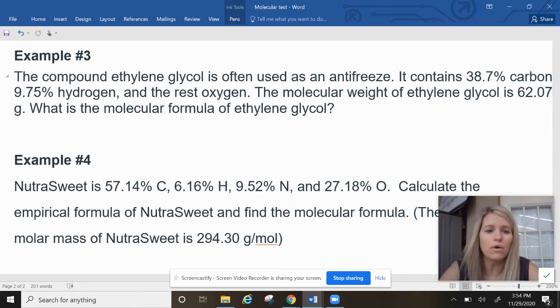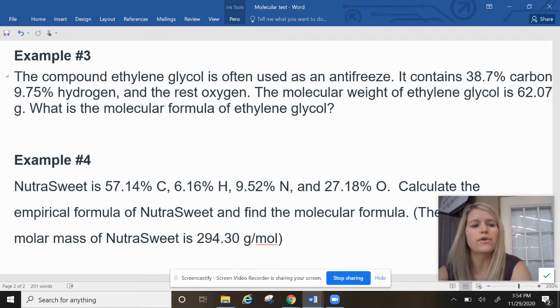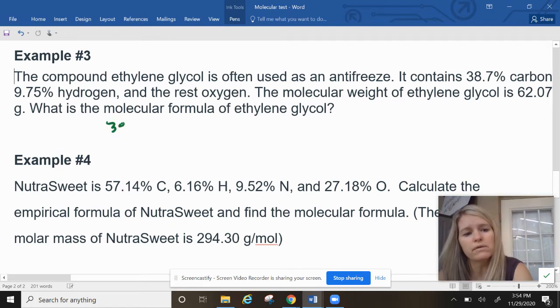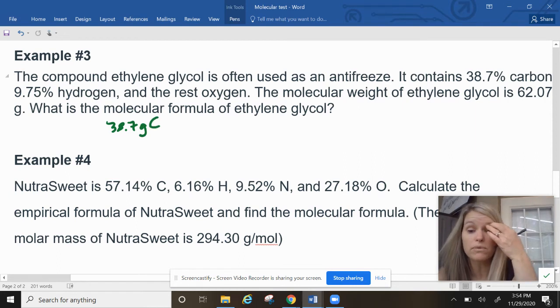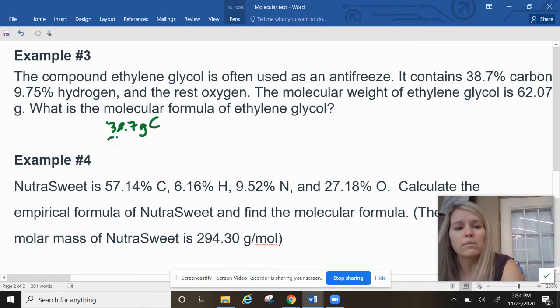Okay, so we're going to do the 38.7 grams of carbon. Remember, assume the percent is grams. And we're going to convert that to moles. That's always the first step.